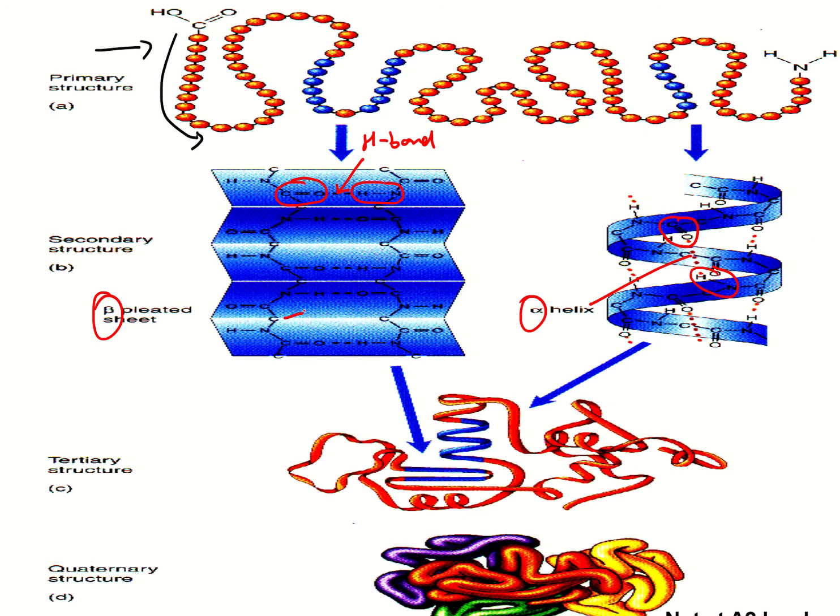Beyond that then, if we were to put the R groups in here, the R groups then start to interact with each other, and that's what gives us our tertiary structure.